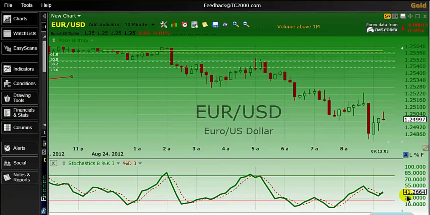We have created a trading tool that we call 24SP. 24SP stands for 24 stochastic patterns. It's a trading tool, a trading material that reveals 13 specific stochastic patterns. We are looking now at the EUR/USD currency pair on a 10-minute chart.